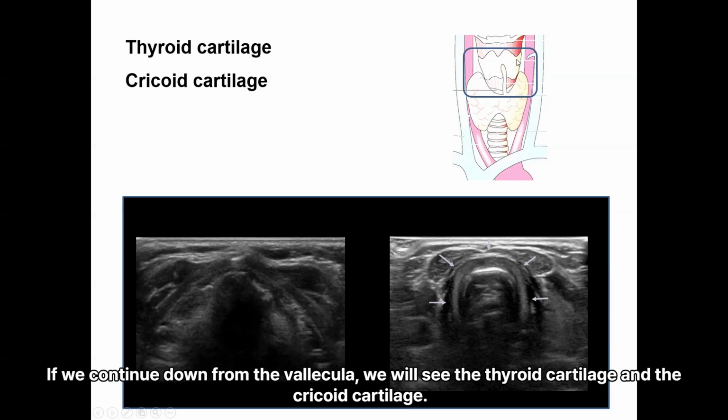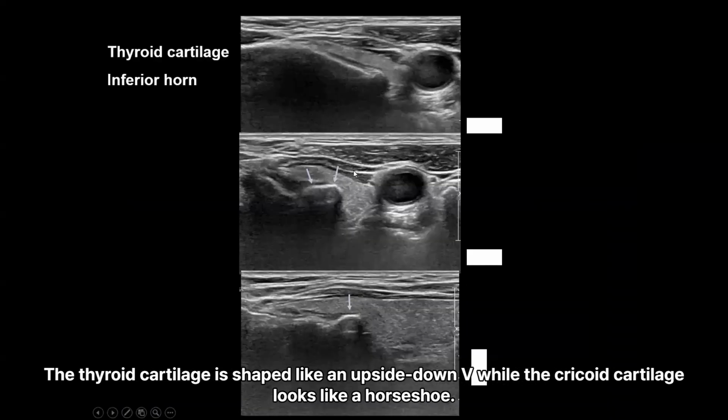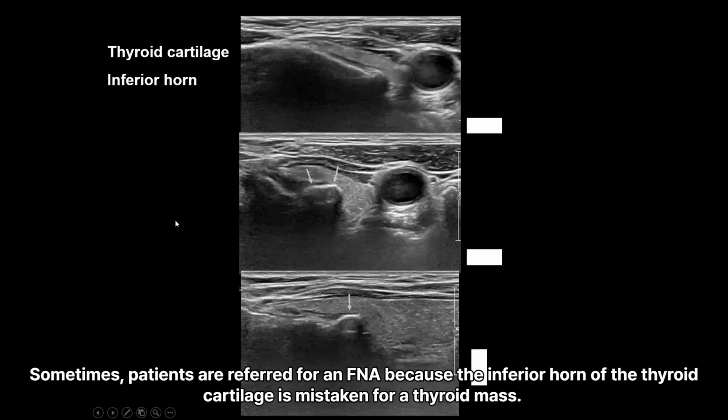If we continue down from the vallecula, we will see the thyroid cartilage and the cricoid cartilage. The thyroid cartilage is shaped like an upside-down V, while the cricoid cartilage looks like a horseshoe. Sometimes, patients are referred for an FNA because the inferior horn of the thyroid cartilage is mistaken for a thyroid mass.